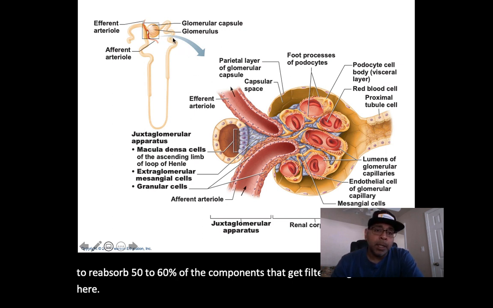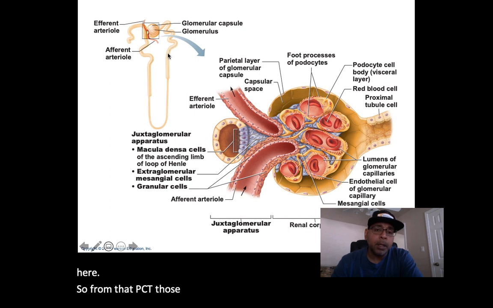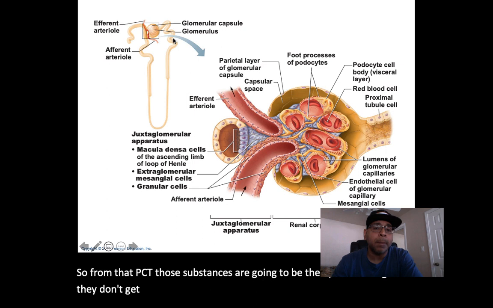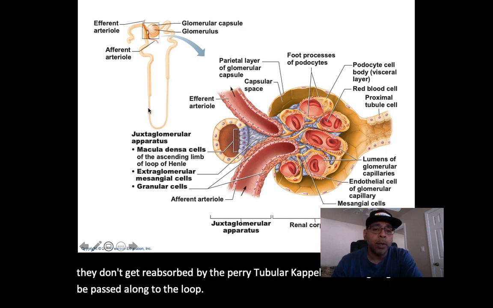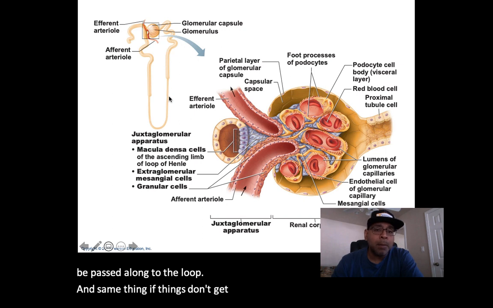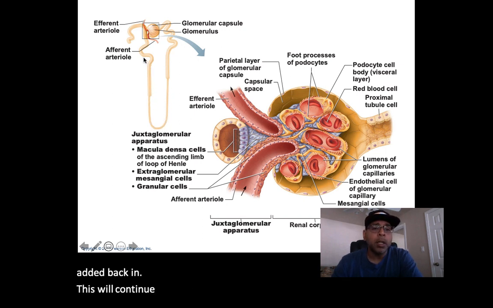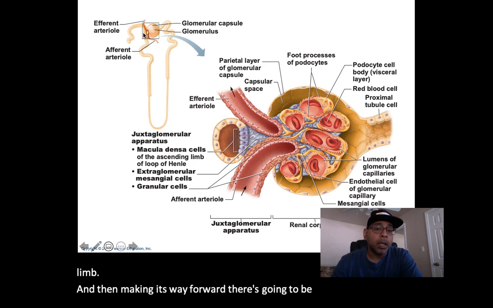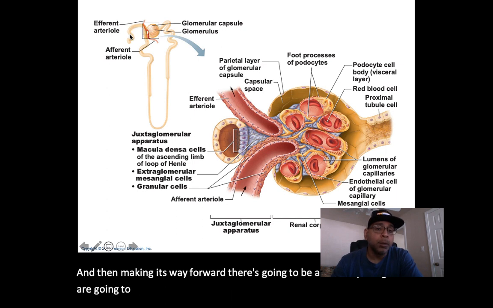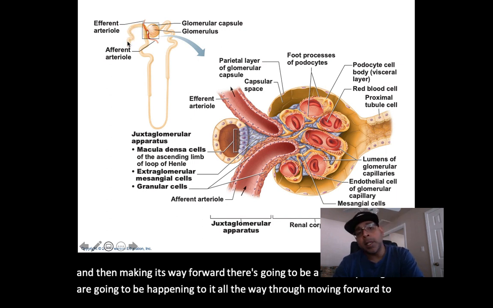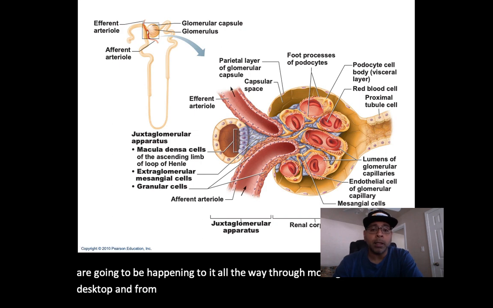So from that PCT, those substances are going to be passed along. If they don't get reabsorbed by the peritubular capillaries, they're going to be passed along to the loop. And the same thing if things don't get reabsorbed or other things aren't getting added back in. This filtrate will continue, you can see the ascending limb, and then making its way forward. There are going to be things happening to it all the way through, moving forward to the DCT, and then from the DCT we saw right into the collecting ducts.